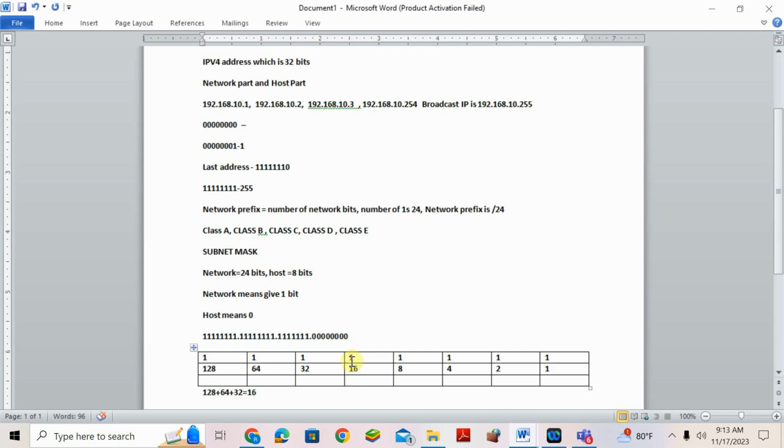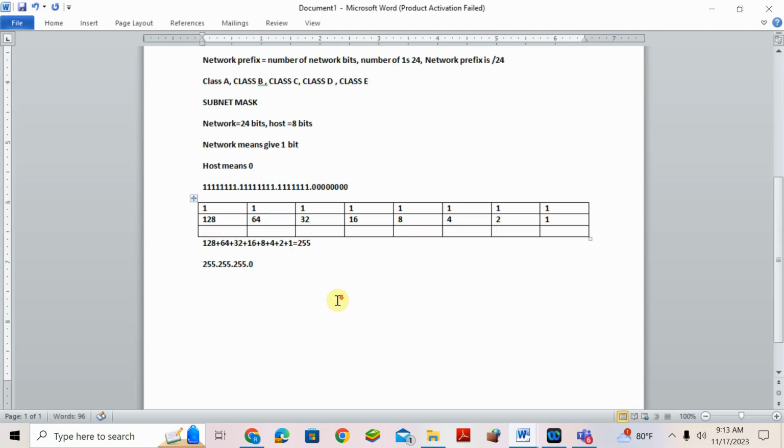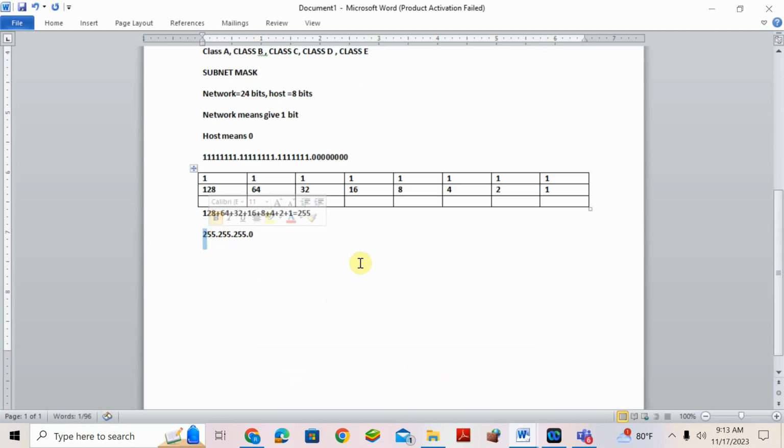If it is 0, you have to put 0 there, right? Here all are 1, so you are putting the same number. Okay, understand? 8 into 1, 8 plus 4 into 1, 4 plus 2 into 1, 2 plus 1 into 1, equal to 255. That's how we got 8 ones means 255. Okay, this is the basic.